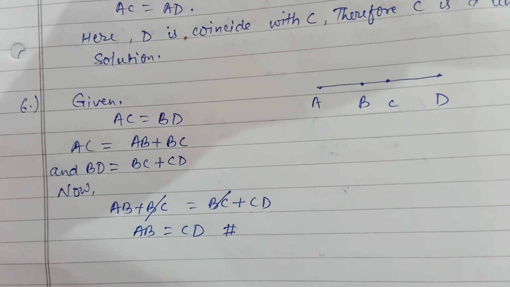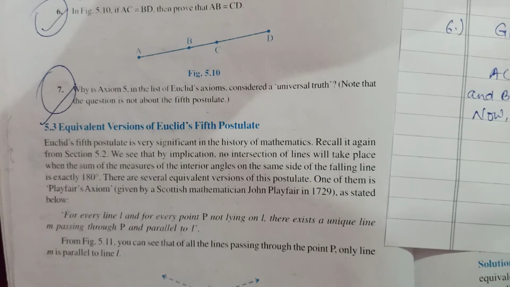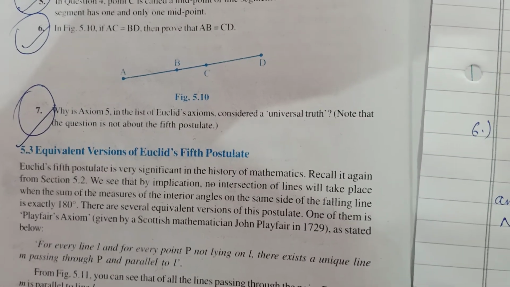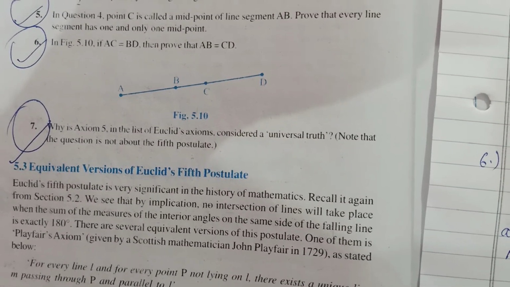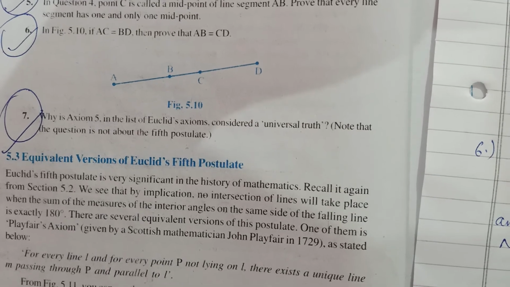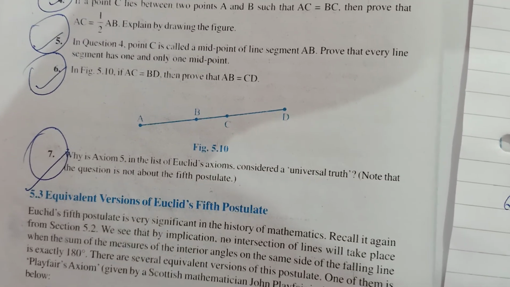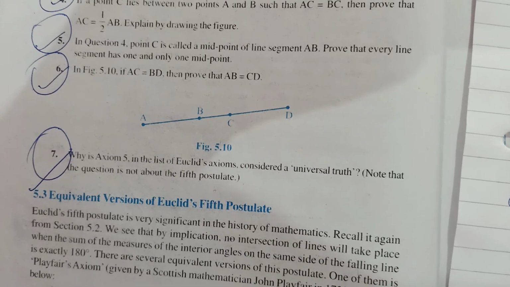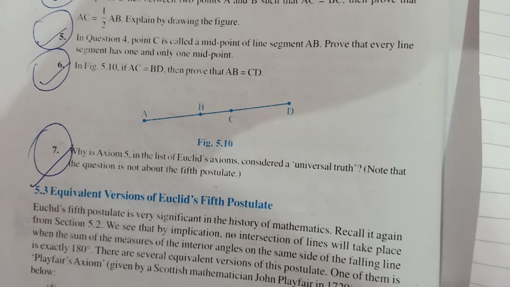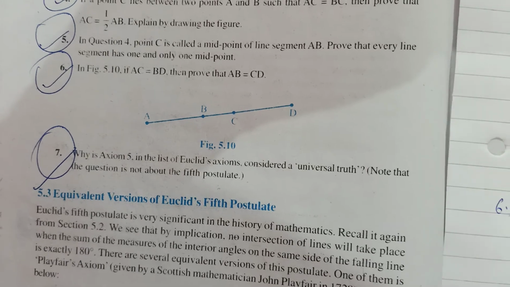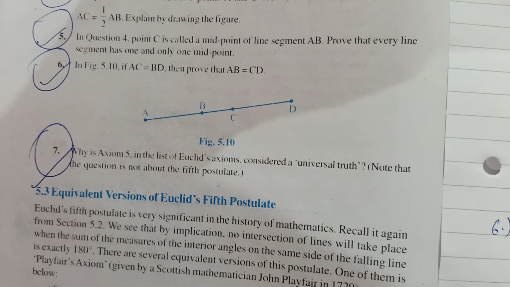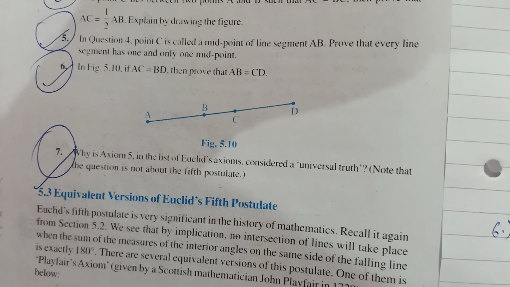Okay. And you may try question number 7. Why is axiom 5 in the list of Euclid's axioms considered a universal truth? Note that the question is not about the fifth postulate. Okay, so you can try this question number 7, and you also try your questions number 1, 2 and 3.